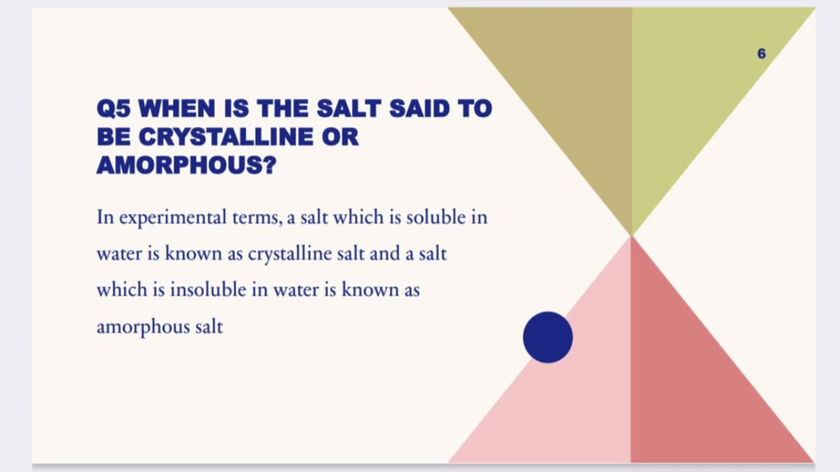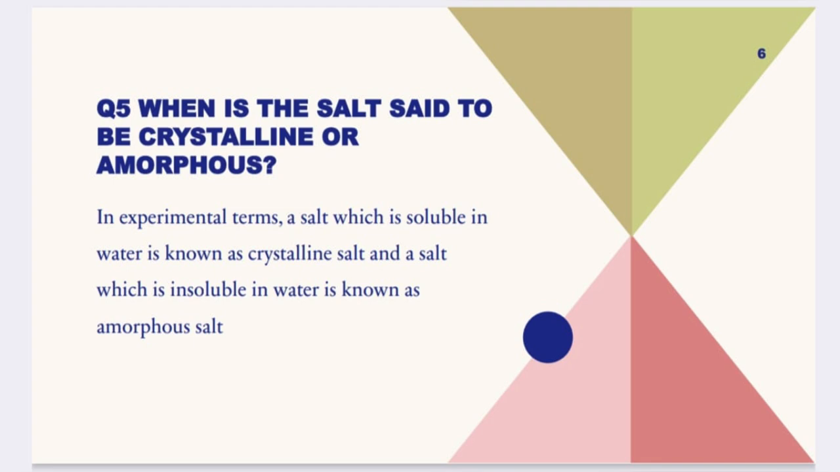Question number 5. When is the salt said to be crystalline or amorphous? In experimental terms, a salt which is soluble in water is known as crystalline salt, and a salt which is insoluble in water is known as amorphous salt.